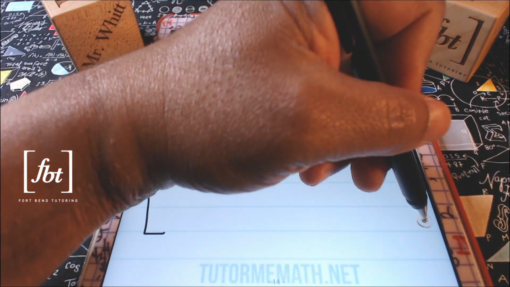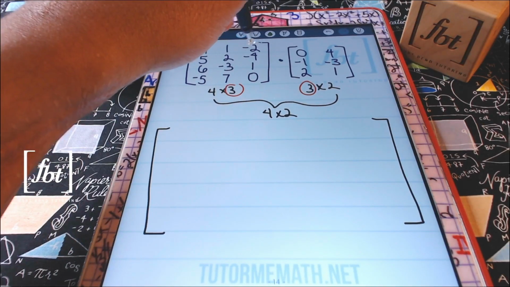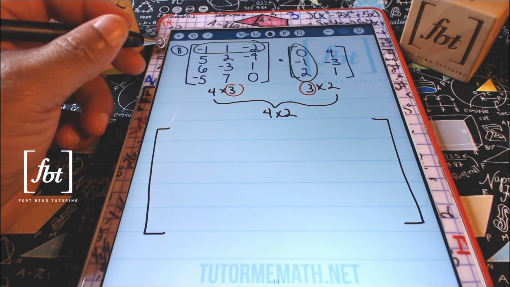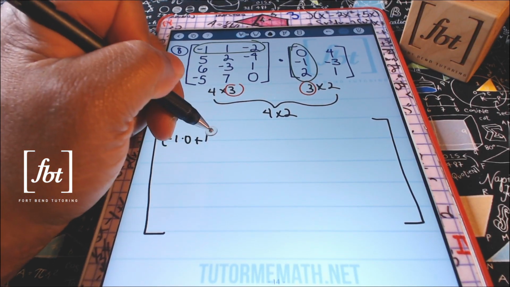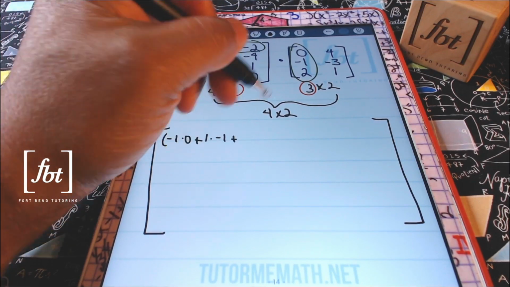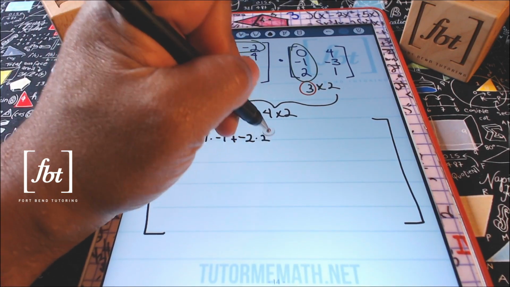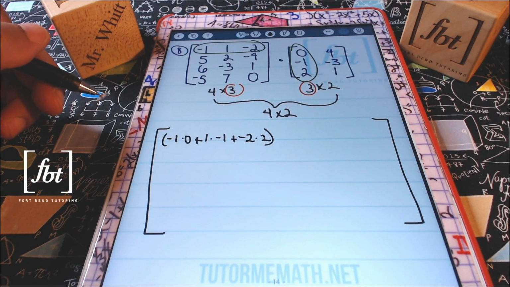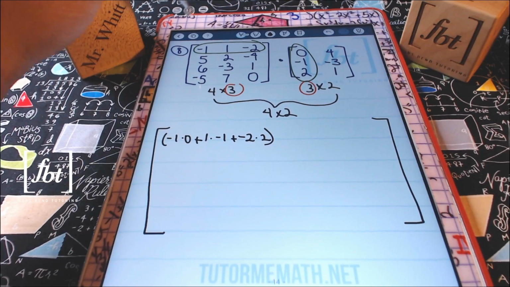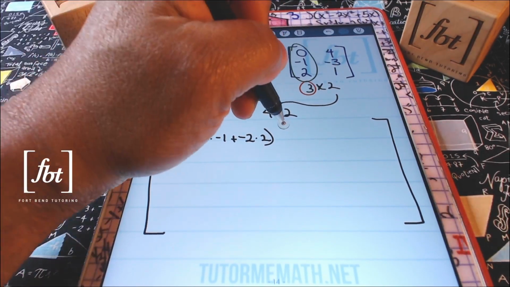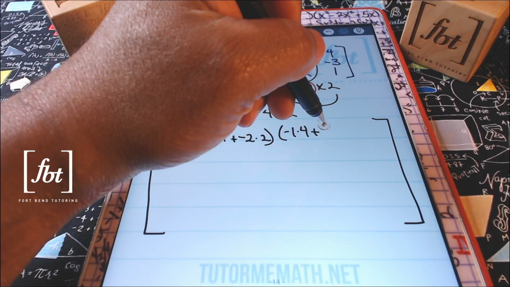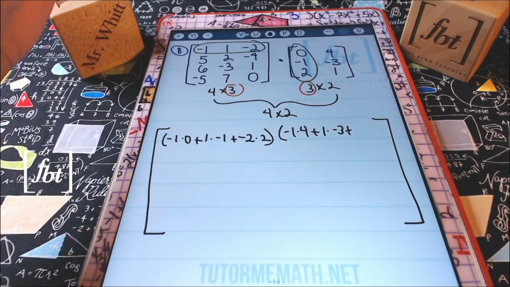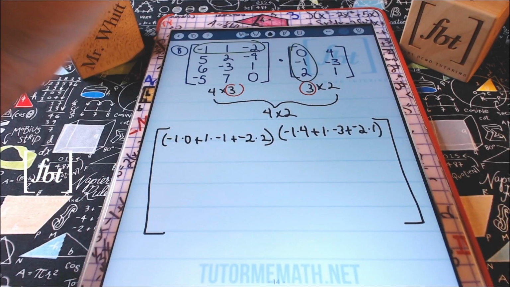All right, so let's see how this plays out, guys. We're going to be multiplying across and then down. So I'm going to end up with negative 1 times 0 plus 1 times negative 1 plus negative 2 times 2. That gives me the first element in the first row of the resultant matrix. Then we'll be going across the first row and then down the second column. So that means I'll have negative 1 times 4 plus 1 times negative 3 plus negative 2 times 1.